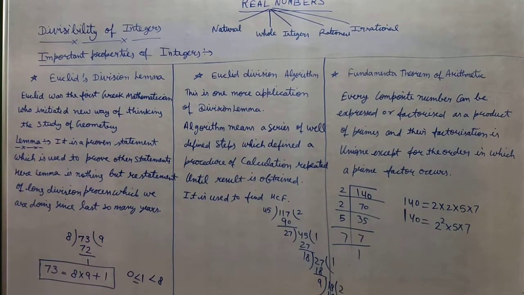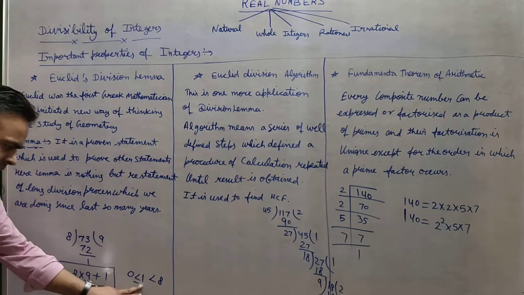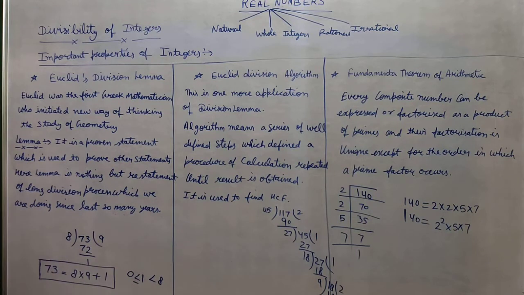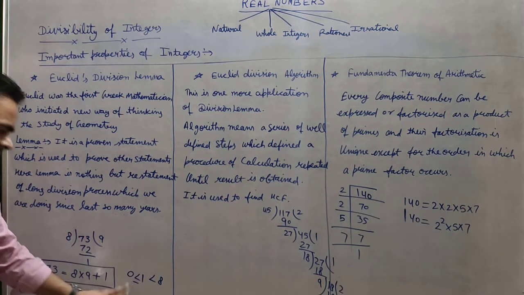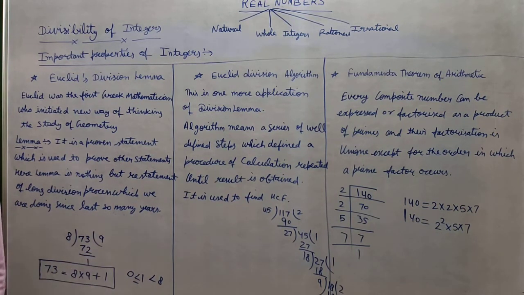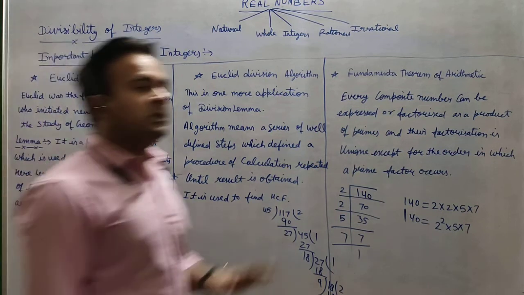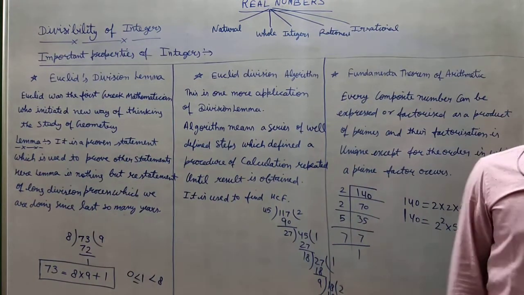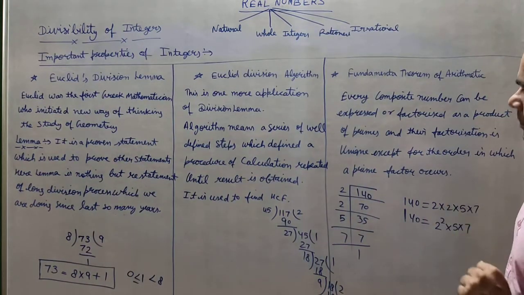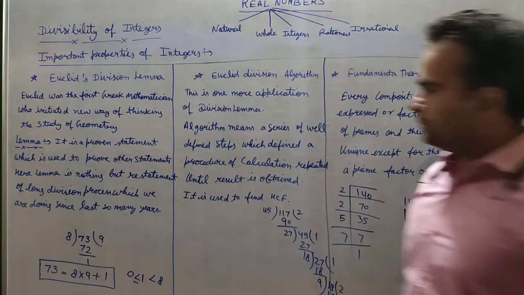But there is one important thing. The remainder will always be less than the divisor, because if it is equal or greater, it means further division is possible. So we can say that the remainder is always less than the divisor, and it can be equal to 0, that is, greater than or equal to 0. If it is 0, it means it is completely divisible. If it is not equal to 0, something is left, but that value should be less than the divisor. This is the one part we are trying to explain.